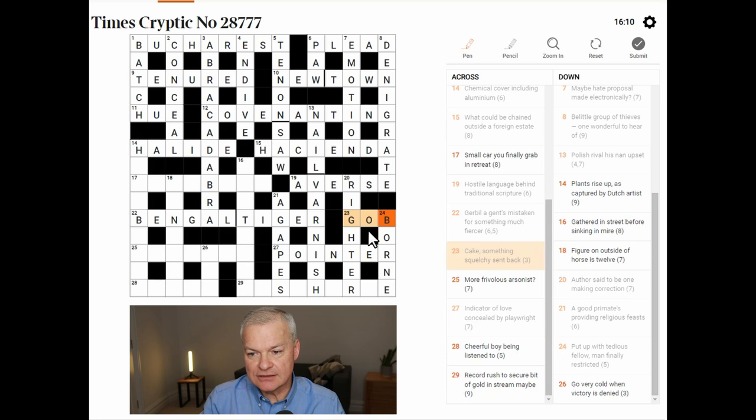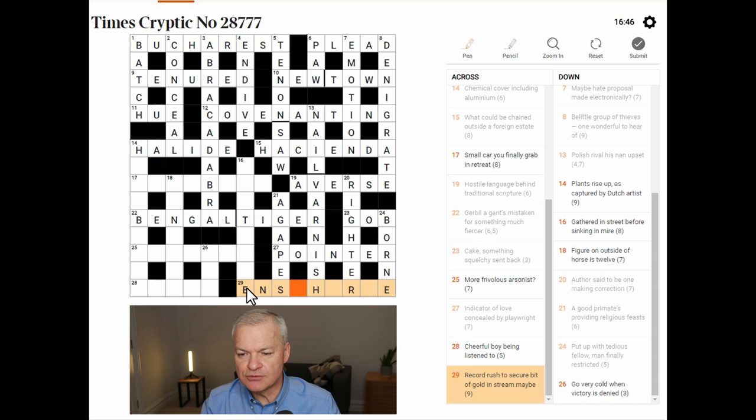Where are we at? Gosh, this is a tricky one. Record rush to secure bit of gold in stream, maybe. Usually with clues, the definition is at the beginning or the end. I'm thinking it's at the beginning. Record. I wonder if to record is... Oh, I was going to put enshrine in, but that certainly doesn't fit the letter pattern. I'm going to have to come back to this.